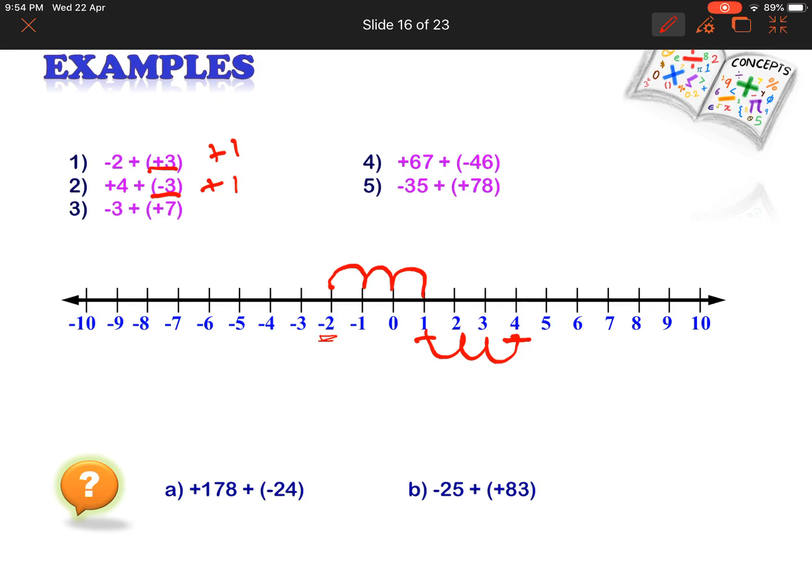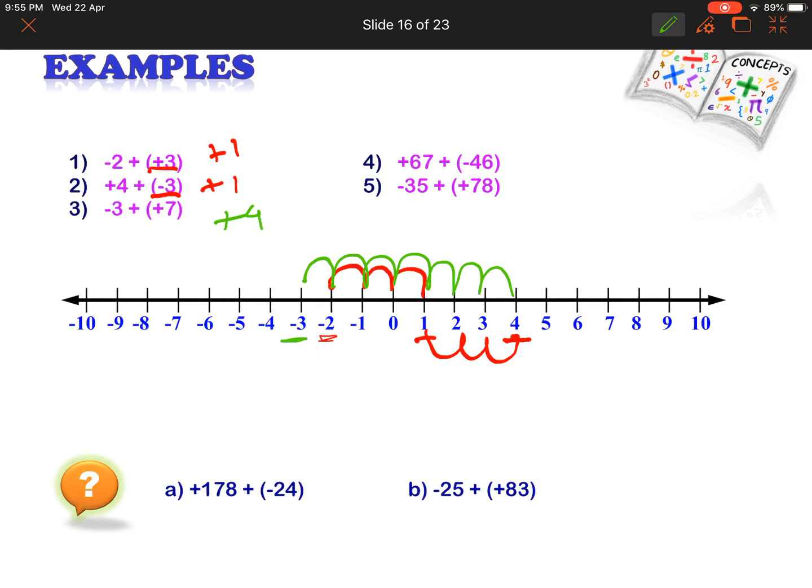Now next one is minus 3 plus 7. So we are adding positive integer. We will move towards right, take minus 3 and we will move 7 units to the right. 1, 2, 3, 4, 5, 6, 7, which gives us plus 4 as answer.